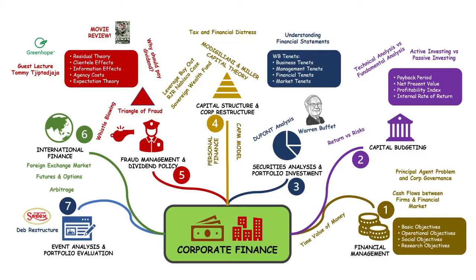And then we also learned about the DuPont analysis, where we break down the return on equity into several parameters, for example, the net profit margin, total asset turnover, return on asset, and also debt ratio. And out of those ratios, we might be able to conclude the return on equity of the firm. So that would be for part 3 of the course, which is about securities analysis and portfolio investment.